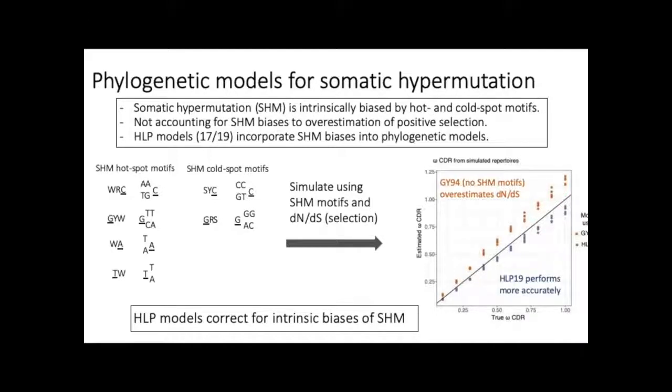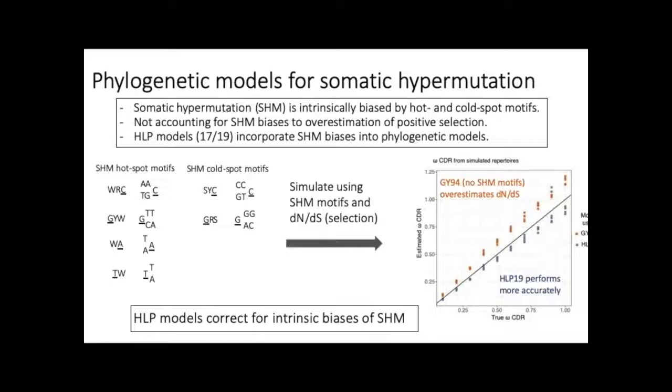When it comes to phylogenetic parameter analysis, the choice of model matters. SHM is known to be biased by certain hot and cold spot motifs, and this violates important assumptions in most phylogenetic substitution models. If we don't account for this, it can lead to biases in certain parameter estimates. Which is why we've developed a set of phylogenetic substitution models that incorporate somatic hypermutation biases to reduce these errors in parameter estimation.